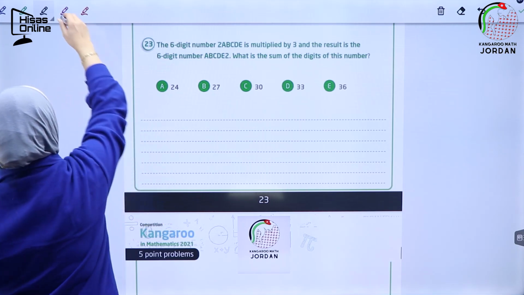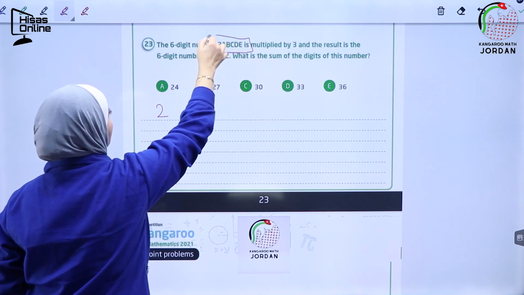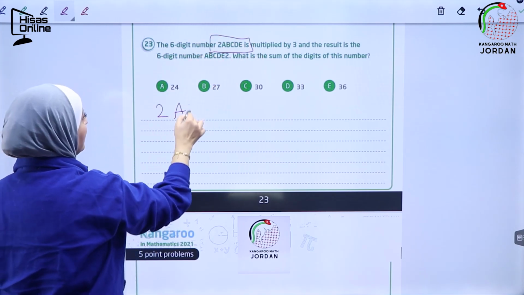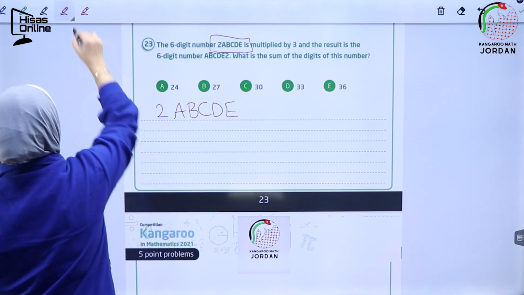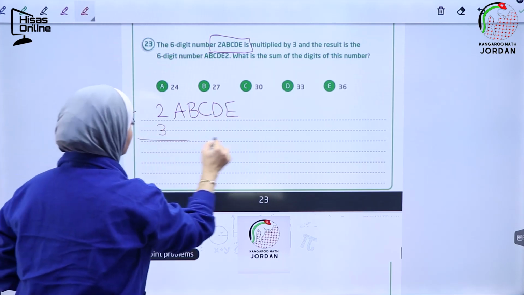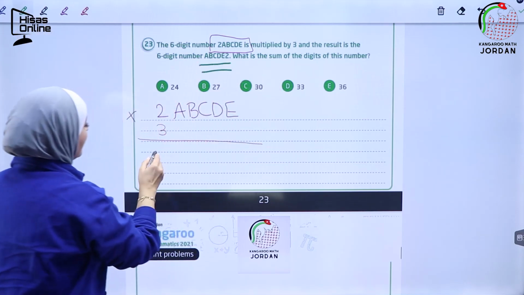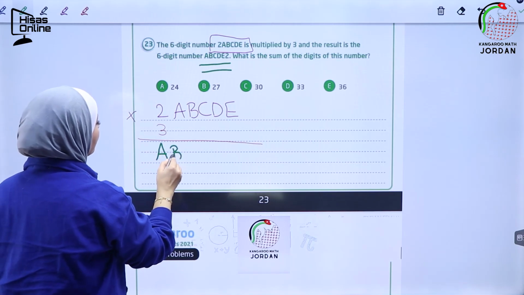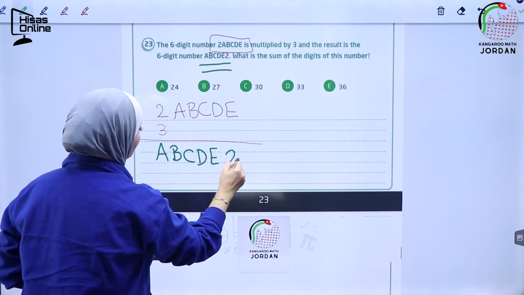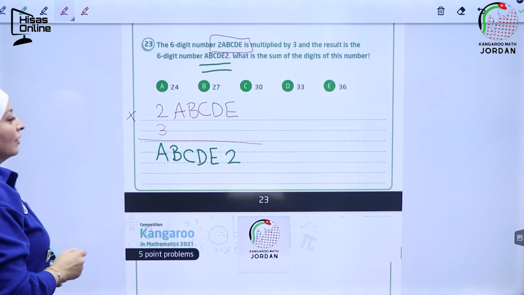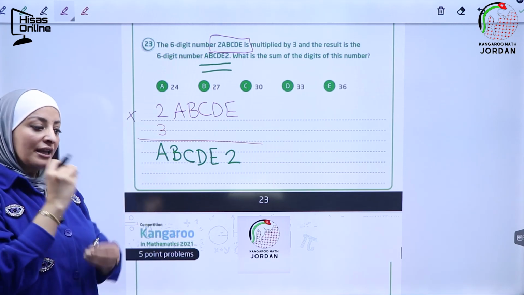I'll write this as an equation. They said this number, 2ABCDE, multiplied by 3, and the result was the number below. Where is it? It is here. It's ABCDE2. Good. We will start on this question thinking each part alone.